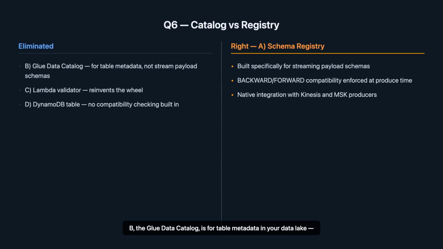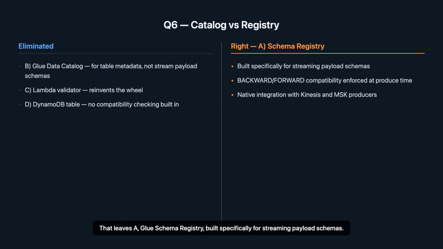B. The Glue data catalog is for table metadata in your data lake, not streaming payload schemas. Different tool, different job. C. A Lambda validator reinvents a wheel Amazon Web Services already built. D. A DynamoDB table has no compatibility checking logic of its own.